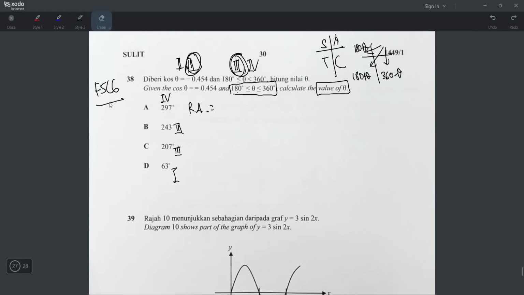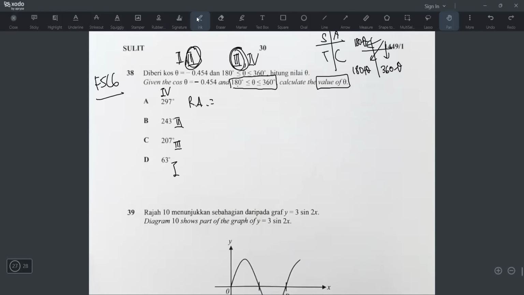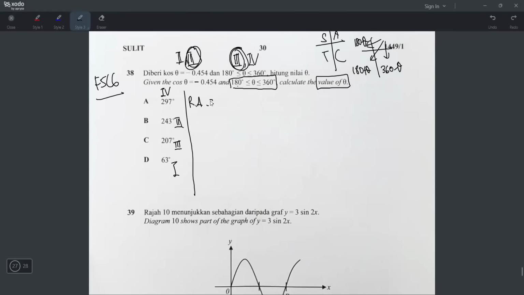Okay, I tried to be smart just now because it's paper 1, so I wanted to check whether I can just see which one is quadrant 3 and get the answer. But there are two quadrant 3 answers, so I think we need to press the calculator. So now it's time to press shift cos, but don't press the negative. Okay, so you get 62.99, which is 63 degrees.